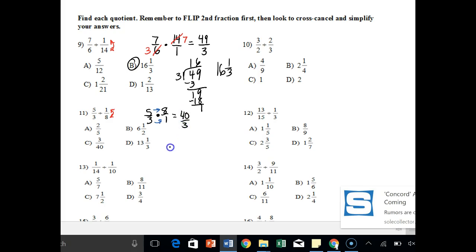Obviously that's not my answer because 3 can go into 40. 3 goes into 4 1 time, with 1 left over. Bring down your 10. 3 goes into 10 3 times, with 1 left over. So it's 13 and 1/3.